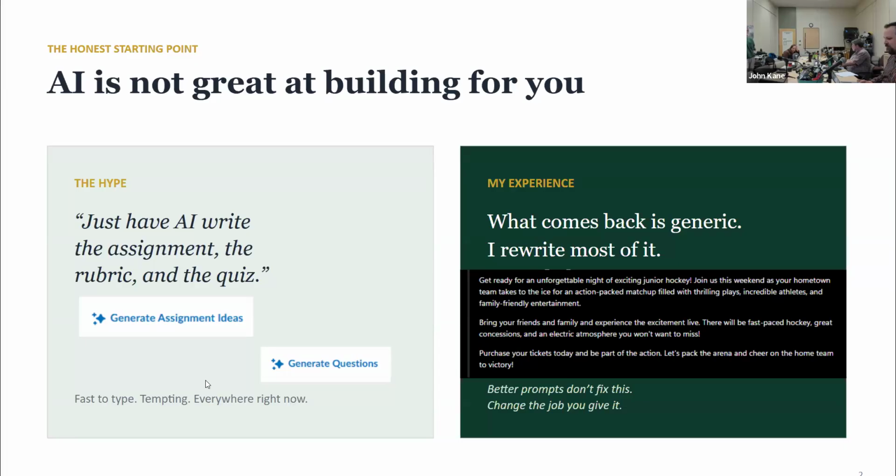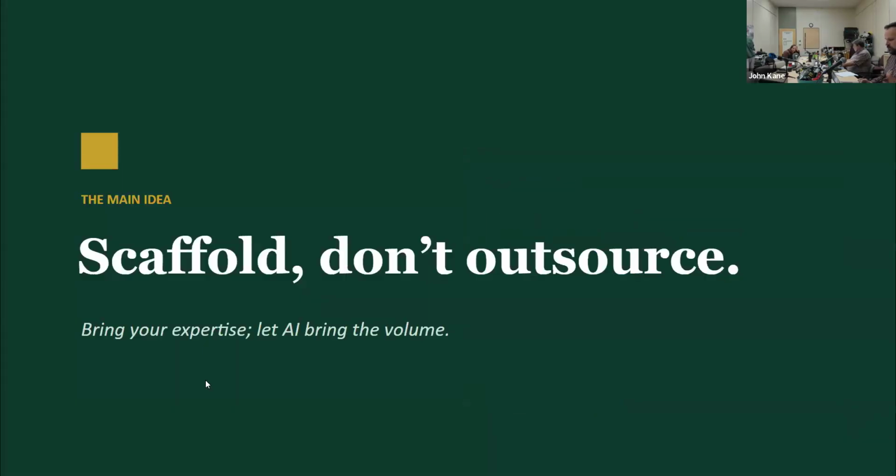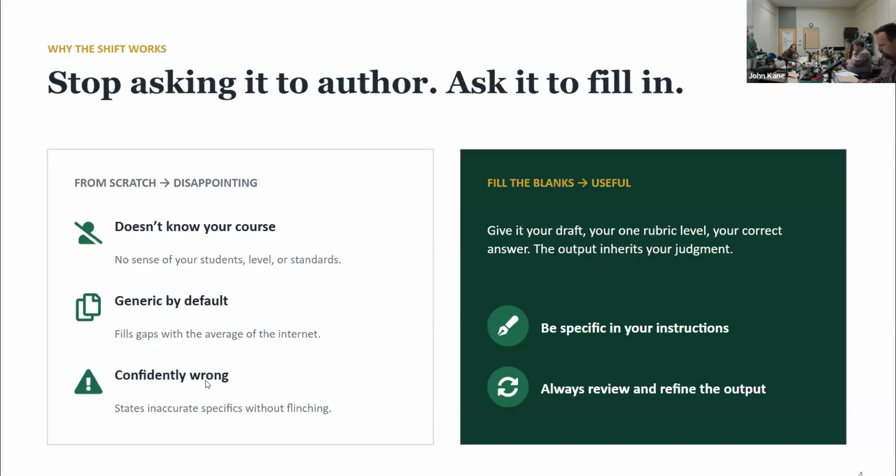And this was the challenge we had to deal with: how do you look different if the output is going to be the same for everybody? And a better prompt doesn't tend to fix this. But what can fix it is changing the job that you're giving to the AI model in the first place. So what I'm proposing to people is you use AI to scaffold, you don't use it to outsource the actual work. You yourself bring the expertise, whether it's in the professional world or the educational world. That's something that AI can't replicate, at least not quite yet, and God help us all if it ever can. But we can let AI bring the volume, and I mean that in the sense of the sheer amount of work and processing that it can do.